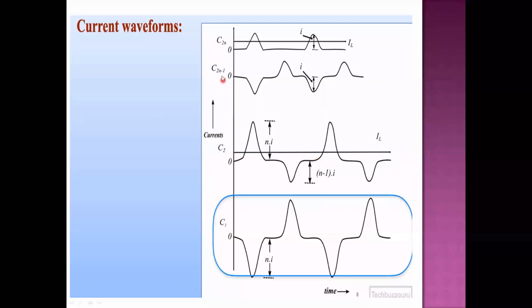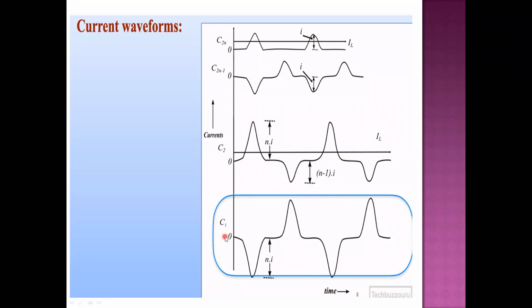And C2 N minus 1, this is the magnitude of current. Current here goes on decreasing, and voltage goes on increasing. Understood? Current levels are decreasing and voltage levels are increasing across the load. It's clear? All of you completed.